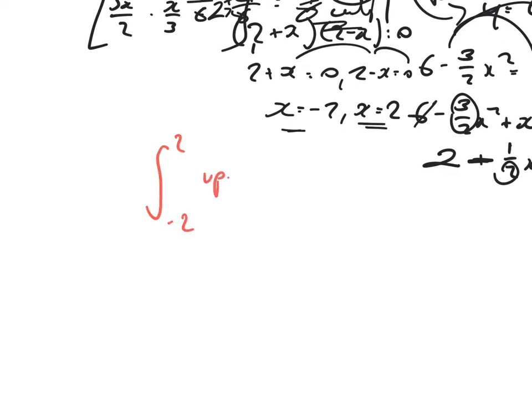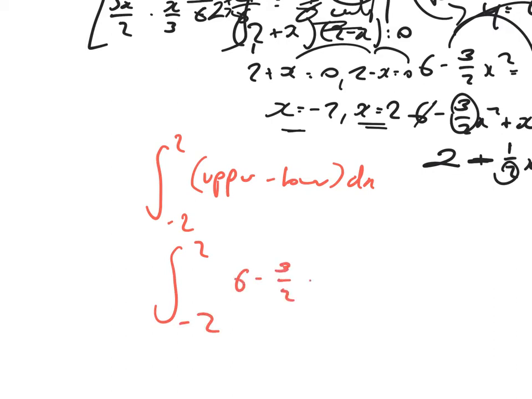Okay, so the upper function again is given by 6 minus 3/2 x squared, and I'm going to subtract the lower function, which is given by 4 minus x squared. It's got multiple terms, so I'm going to wrap brackets around it.